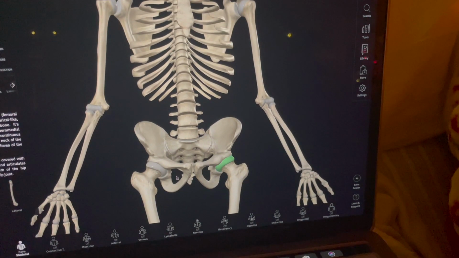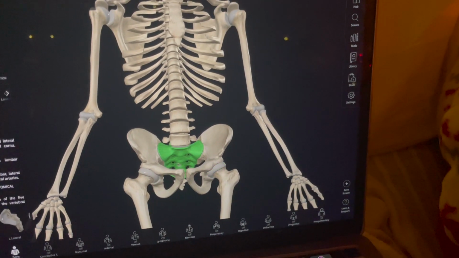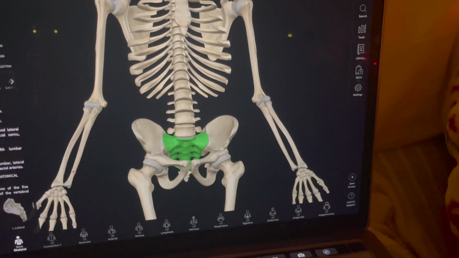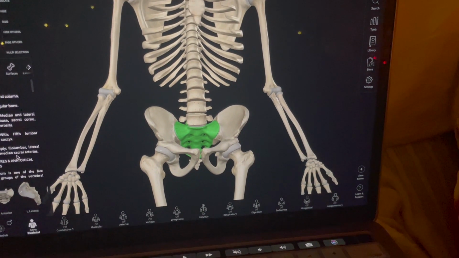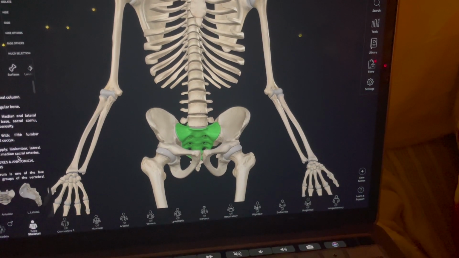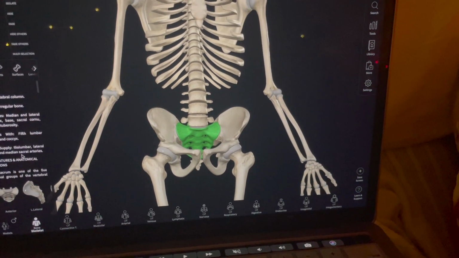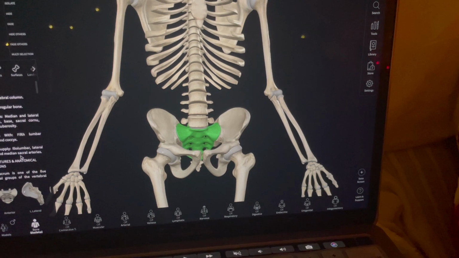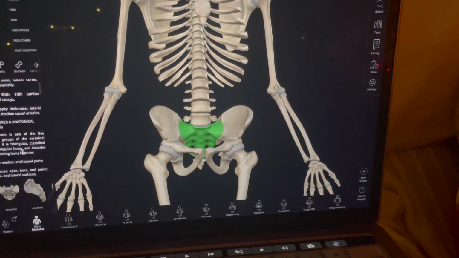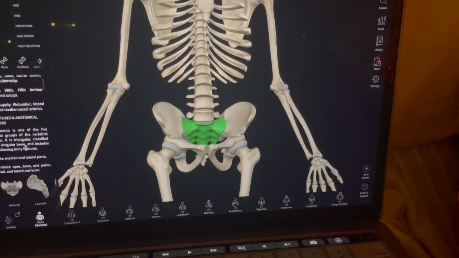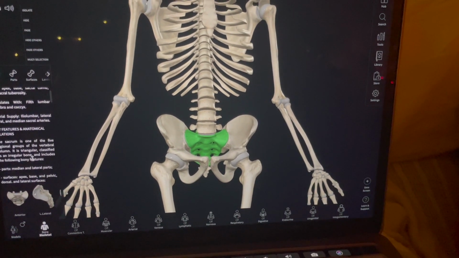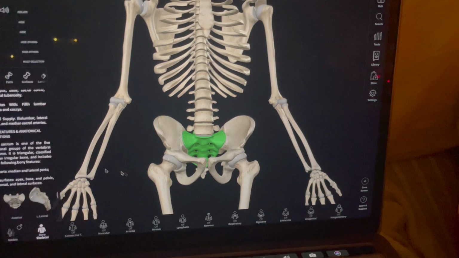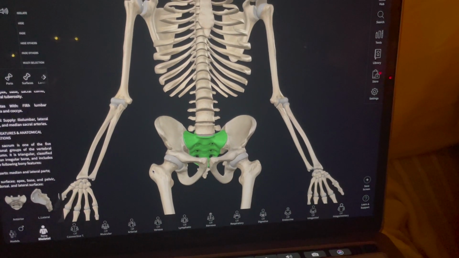This isn't technically a hip bone, but the sacrum does articulate with a lot of the hip bones, so I'm going to mention it quickly. It articulates with the fifth lumbar vertebra and the coccyx. It's an irregular bone, and it's one of the five regional groups of the vertebral column. But like I said, it does articulate with a lot of the hip bones, so I thought it would be worth mentioning and noting where that is.